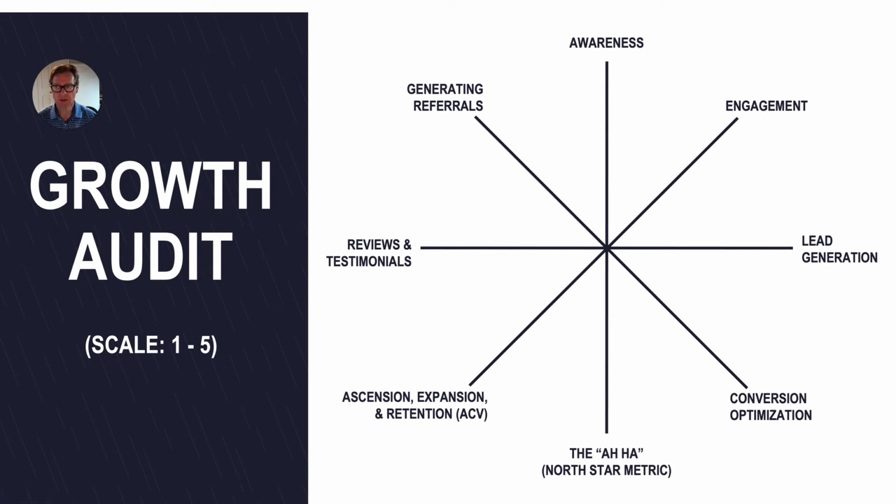And what we're going to do is mark your business on a scale of 1 to 5 for each of these. So 5 being you're doing best in class, you're outstanding at something. 1 being there's no evidence of that happening at all, very poor performance. 3 being average, and 4 in between a 3 and a 5, and 2 between a 1 and a 3.